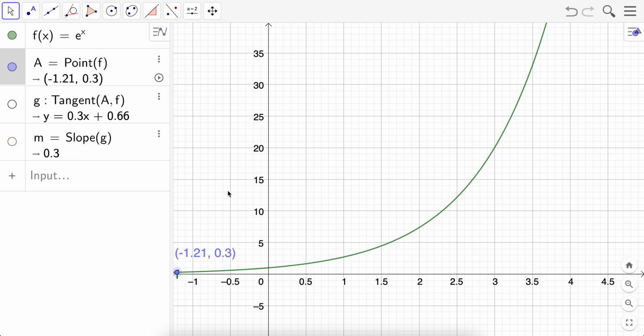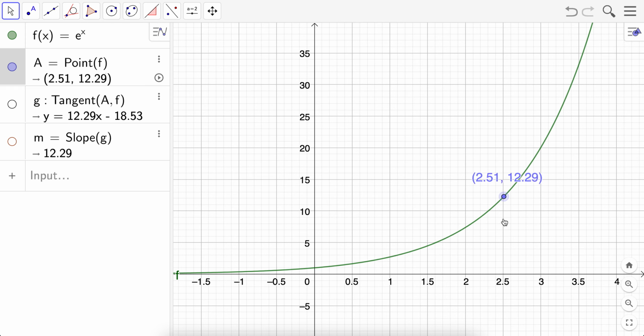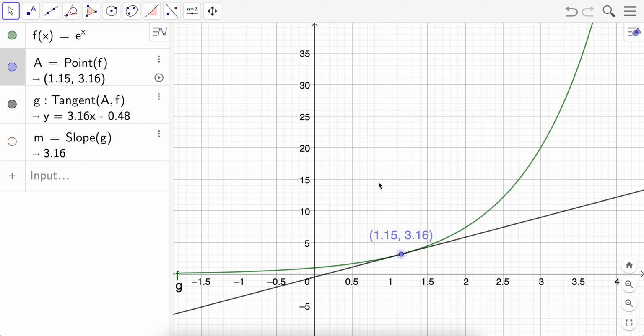I have considered a point on the curve. Okay, this is my point. And now, since I'm interested in calculating the derivative for a particular curve, we already know that to calculate the derivative graphically, what we need to do is draw a tangent at that particular point, and the slope of the tangent is what gives us the derivative. So at x is equal to 1.15, my derivative is 3.16. I mean, that's the whole idea of using tangents to calculate the derivative at a particular point.